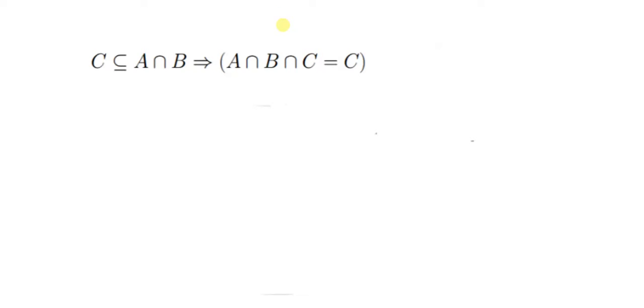This is an interesting mathematical structures problem, and we're going to go over how to solve it. So first of all, what it means if C is a subset of A and B, that implies that A and B and C, so the intersection of all three of these, equals C. So this statement here, C is a subset of A and B.